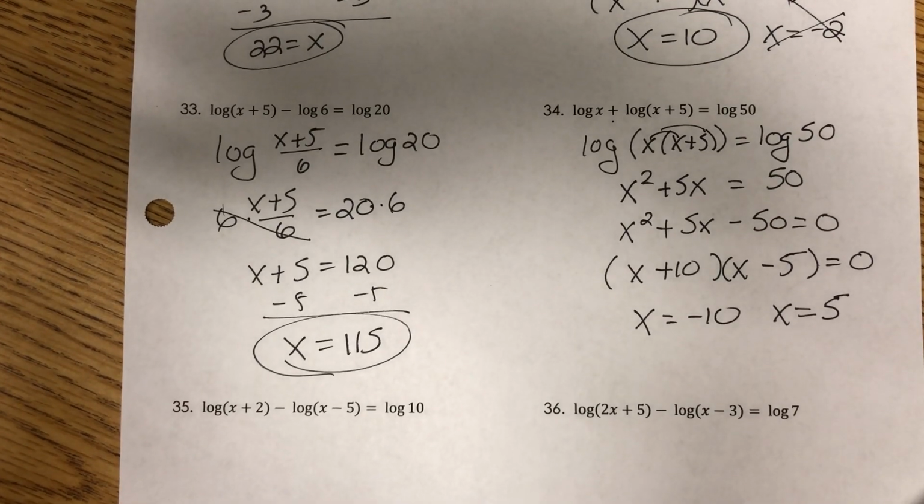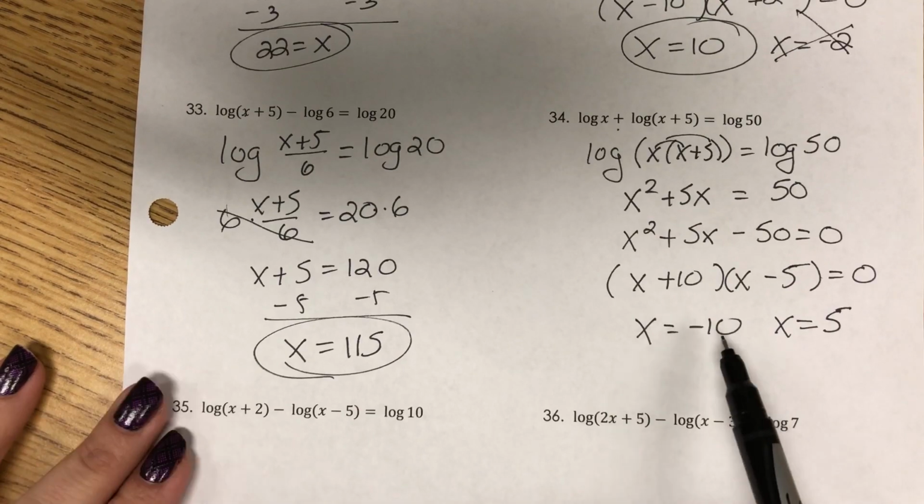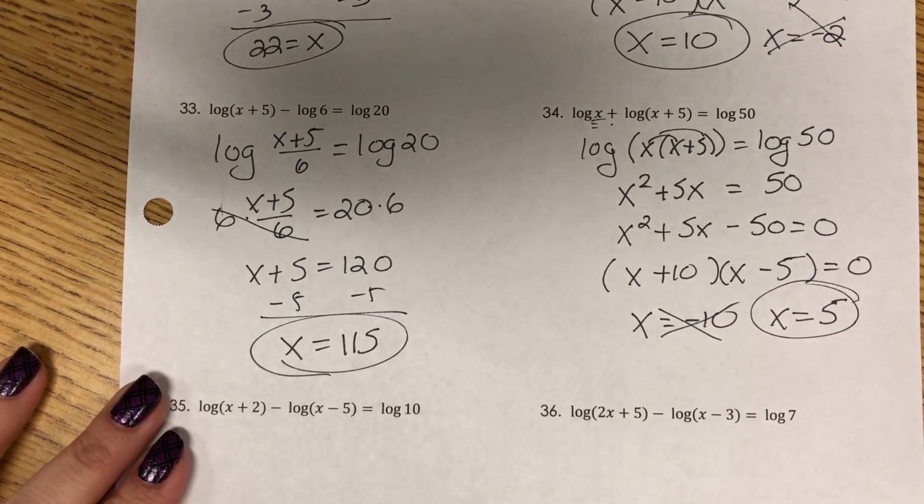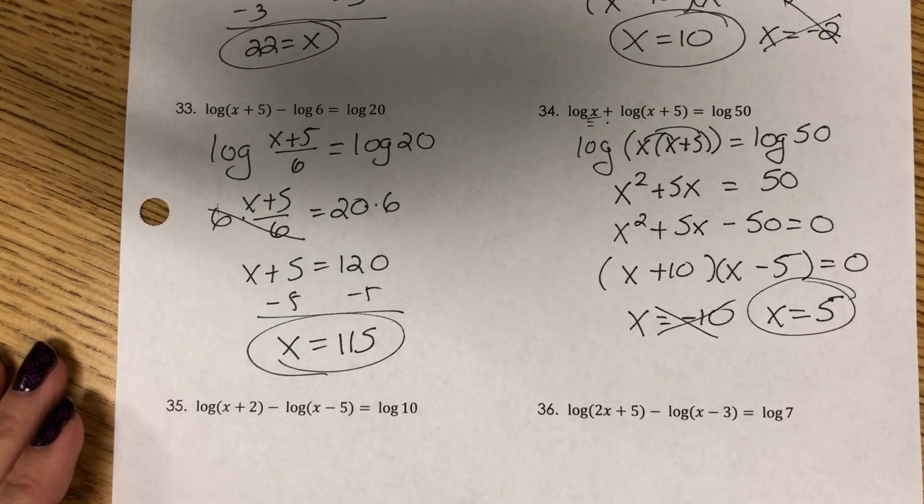Sorry that's shaking so much. This is a wobbly table. So negative 10 is not a solution because of this argument, but 5 will work everywhere. Make the arguments greater than 0.